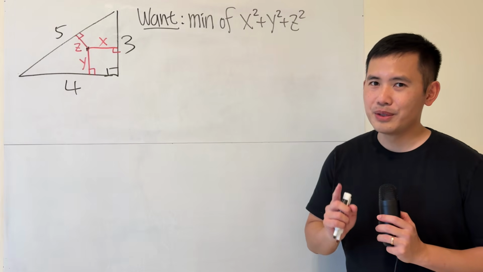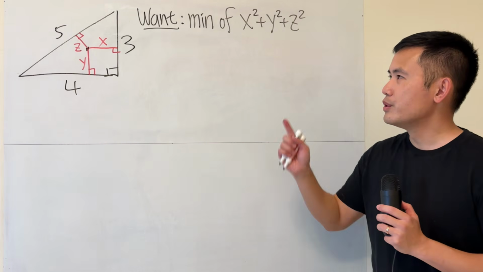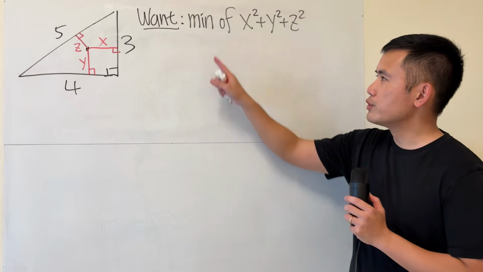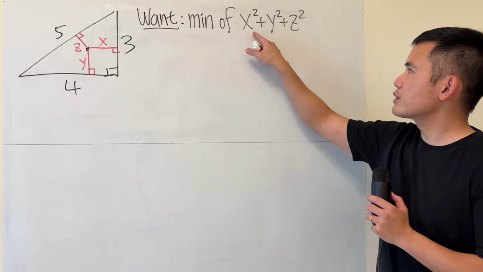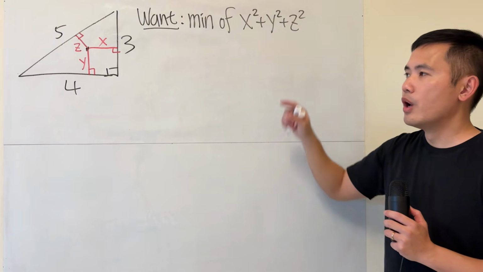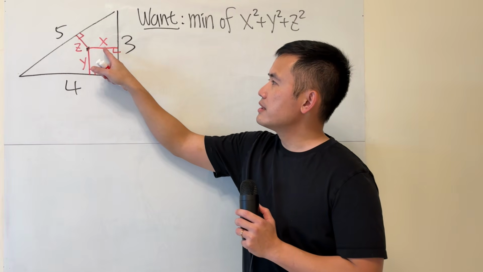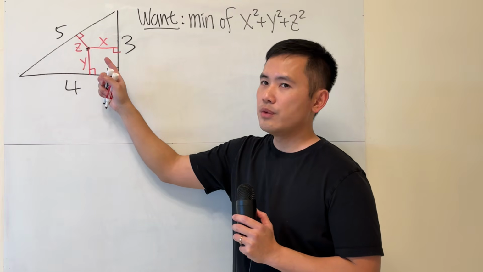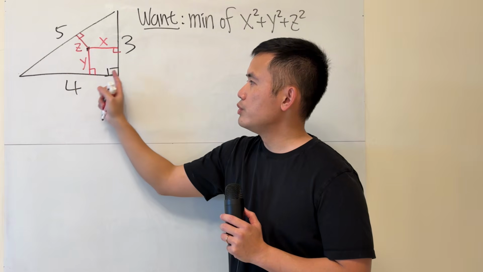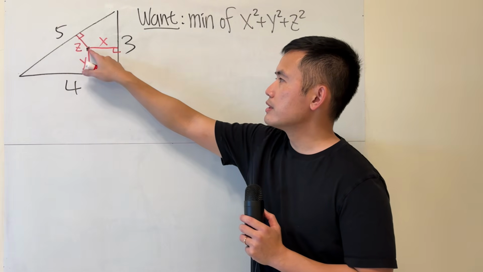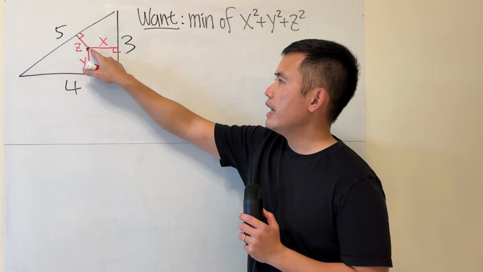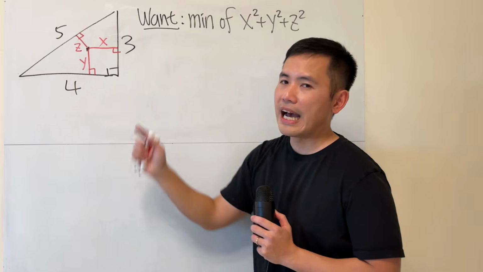I'm going to show you guys how to use the Cauchy-Schwarz inequality to solve this question. The goal is to find the minimum value of x squared plus y squared plus z squared, where they are just the distance here, here, and here. We have this 3, 4, 5 right triangle, and just a point somewhere in the triangle, and it's a distance from the point to each side.